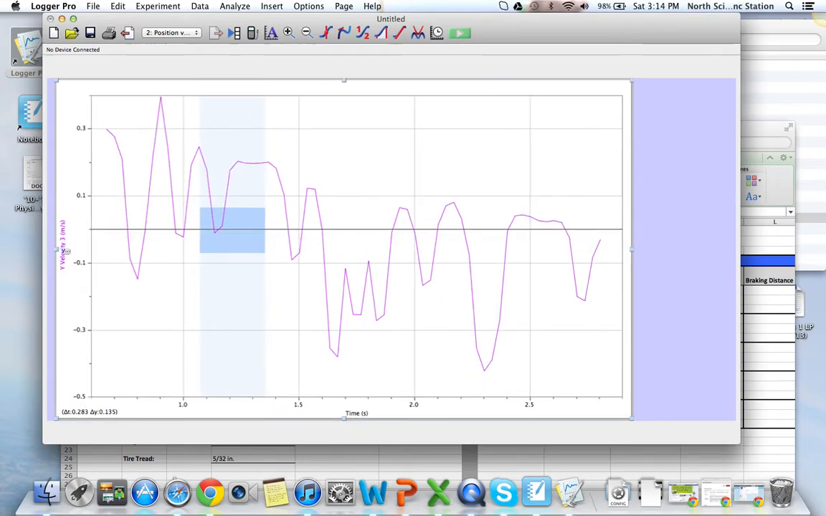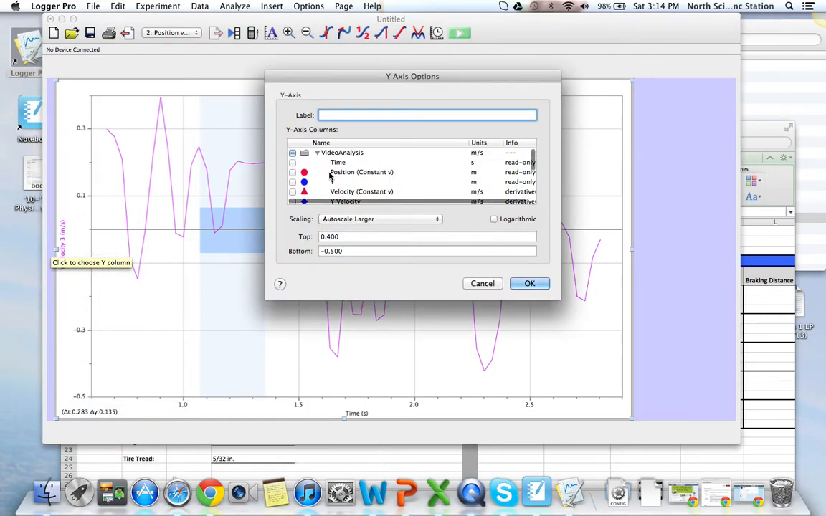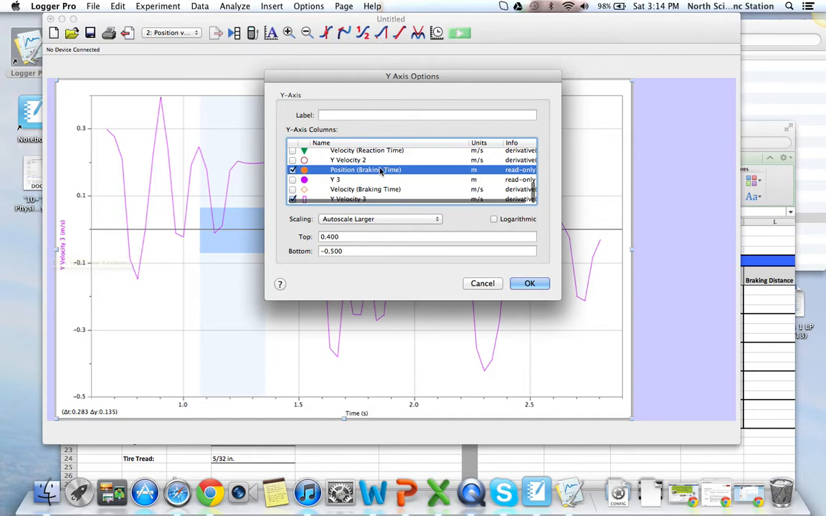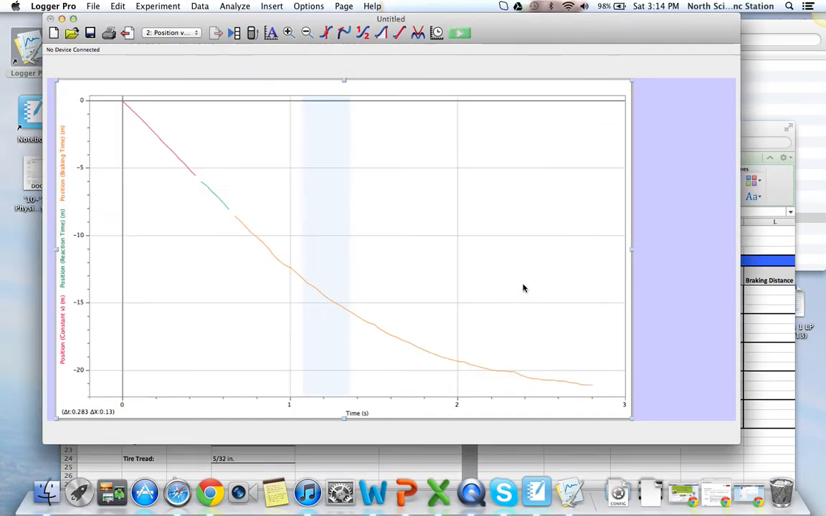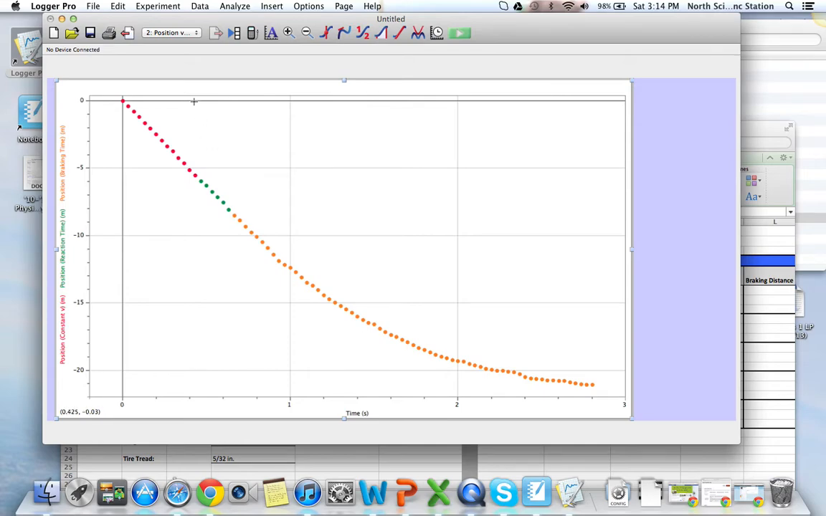And on this first one, I would double click on the y-axis. And what I wanted on the y-axis is only the position. So position during constant velocity, position during the reaction time, and position during the braking time. So those are the only 3 pieces that I want on there, and then I double clicked on it and made it into just the point symbols. So you had that kind of graph going on.